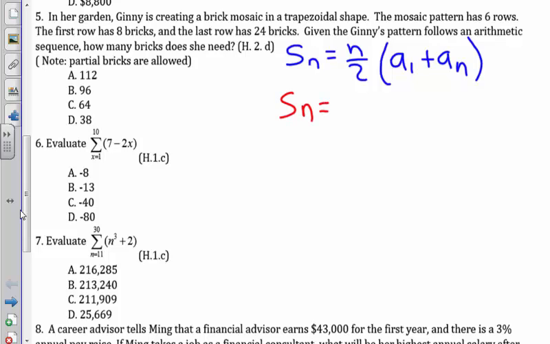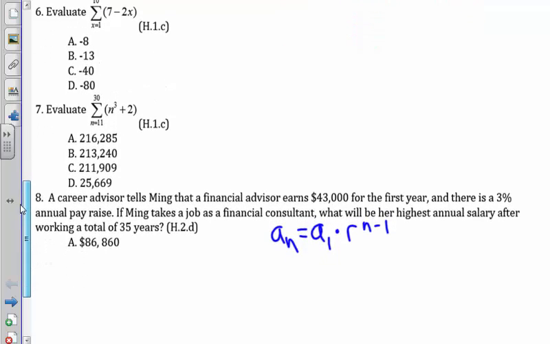So we got S of n equals, n is 6 because there's 6 rows, A1 is 8 bricks, and the nth row has 24 bricks, the 6th row. So if we do 3 times that, we end up with 96, so a total of 96. All right, so I hope everybody gets 6 and 7 right, so hopefully you remember how to do this.